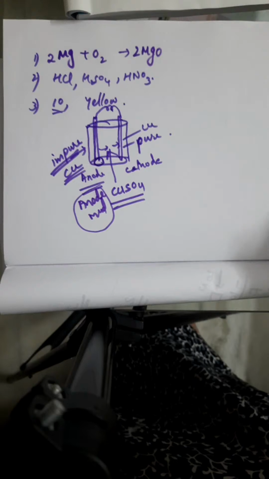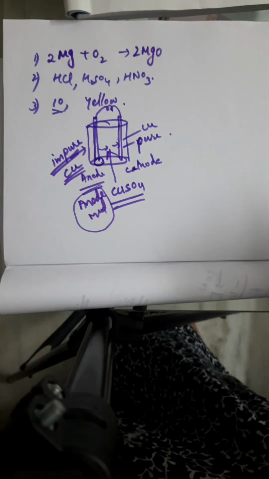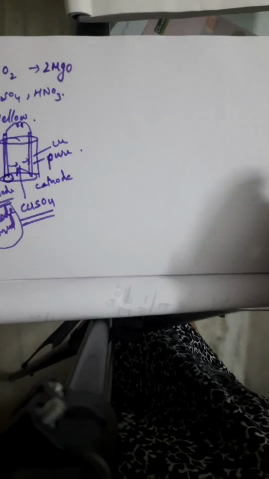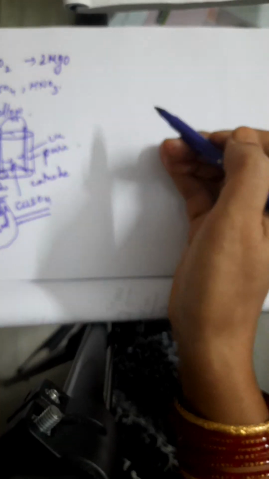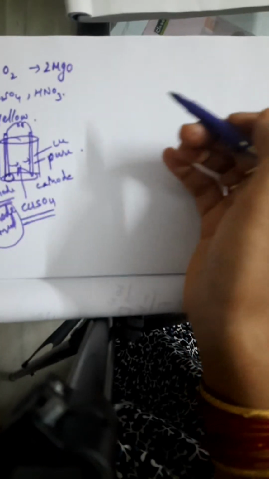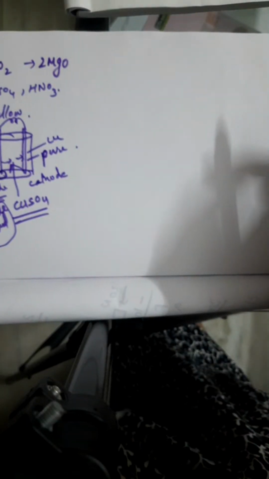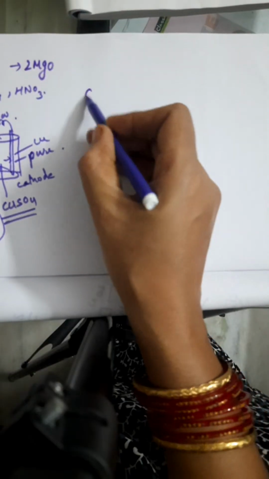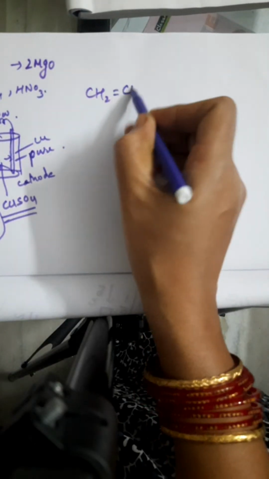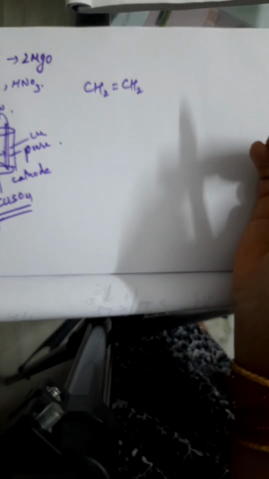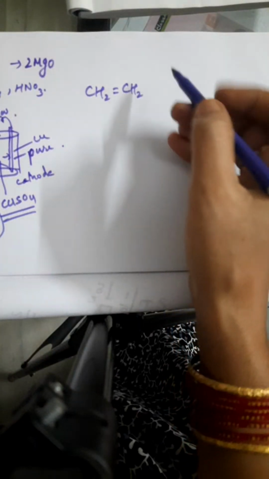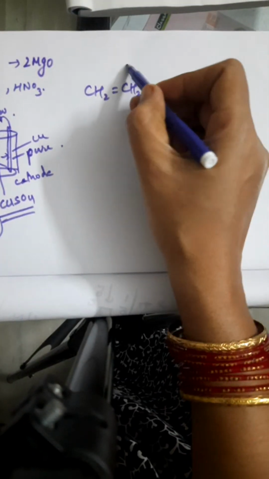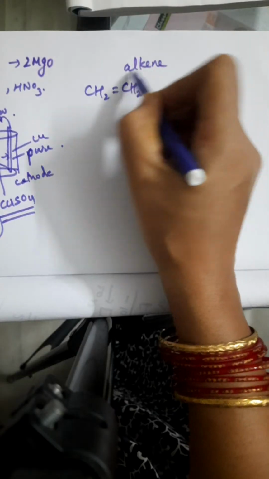Which of the following hydrocarbons undergoes addition reaction? So what are the addition reactions? There are two kinds of addition reactions. The first one is addition of hydrogen or addition of HCl. So here, if we take any unsaturated hydrocarbon, as this is a double bond compound, this is in the alkene category.